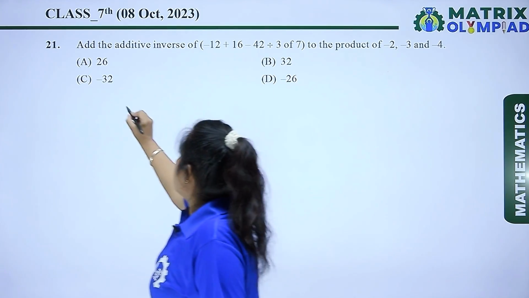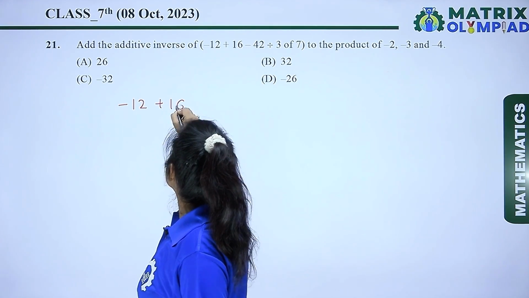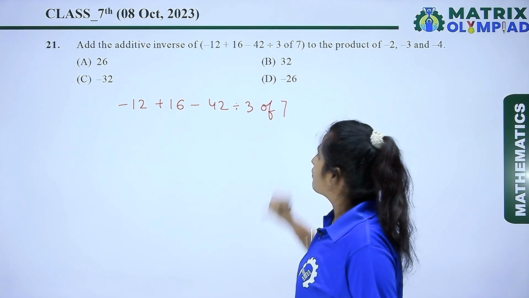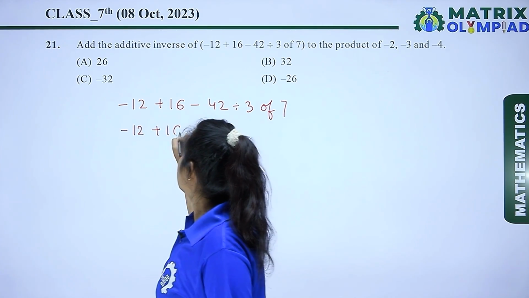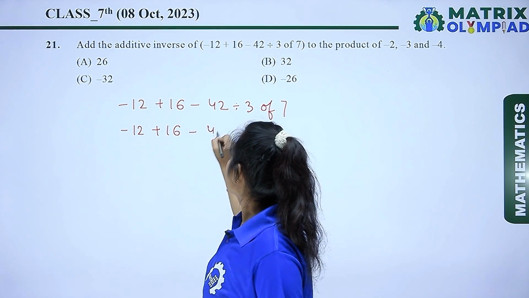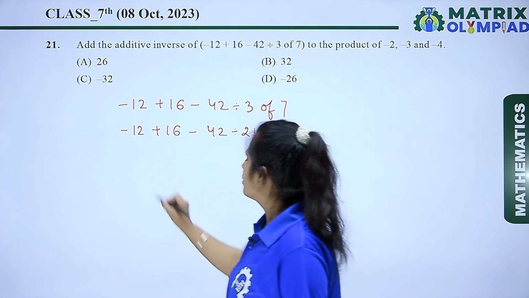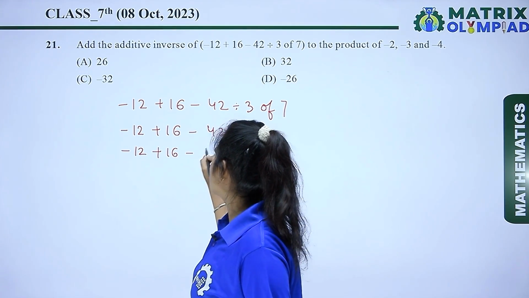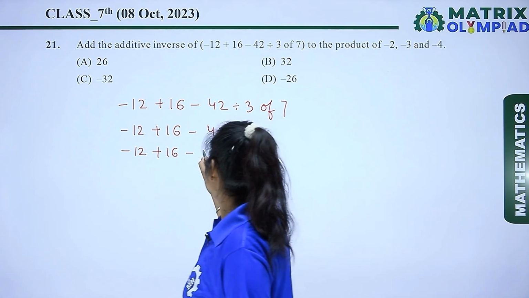Now, let's solve the expression, that is minus 12 plus 16 minus 42 divided by 3 of 7. According to the BODMAS rule, we first solve the O here, that is of. So we get 3 multiplied by 7, 21. After of, we solve the division part. 42 divided by 21 is 2.